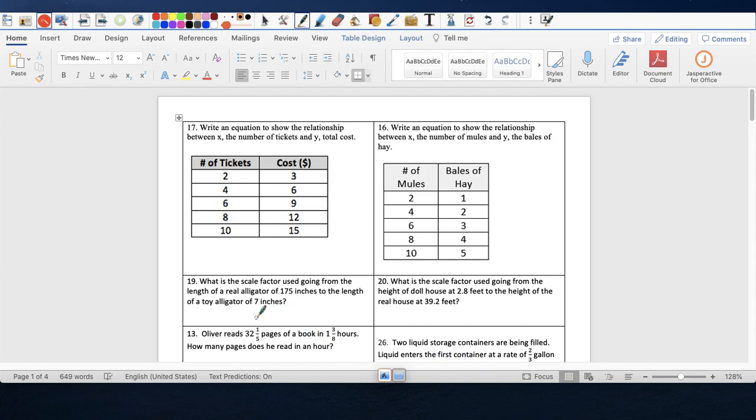Alright, so let's start. All the numbers are here all mixed up, so it's going to look a little weird. Write an equation to show the relationship between x, the number of tickets, and y, the total cost. These are points on the graph: 2, 3; 4, 6; 6, 9; 8, 12; 10, 15.